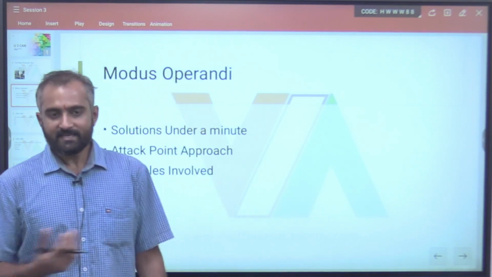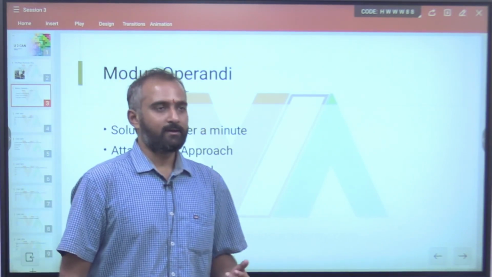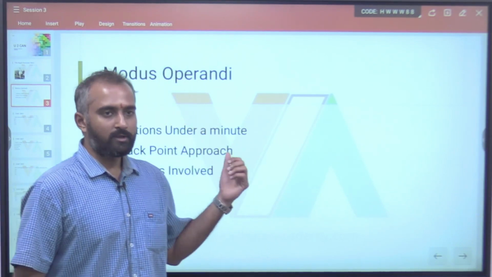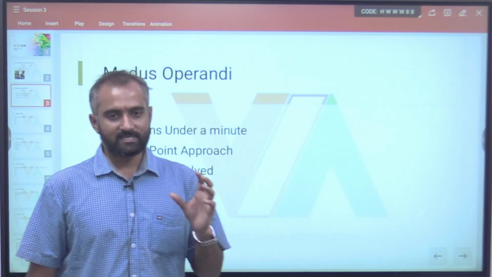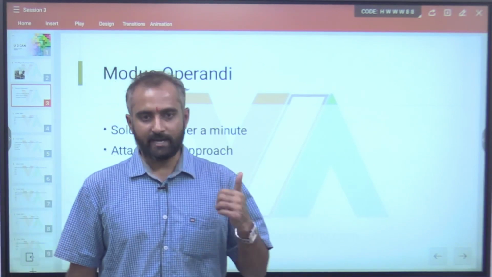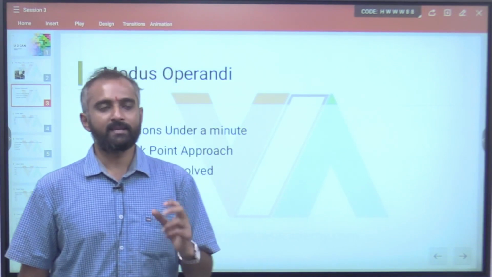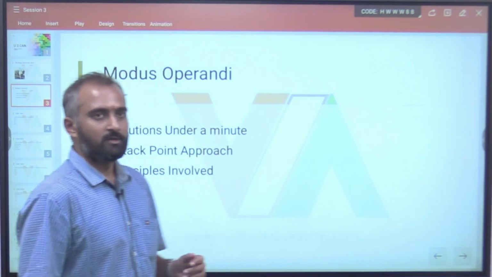Now, in recent years, people started worrying when they were seeing remainder theorem questions. In this session, we are going to solve using the same concept that we have used before, which is the attack point approach and basic principles, seeing how even remainder theorem problems can be easily solved. Let's get started.